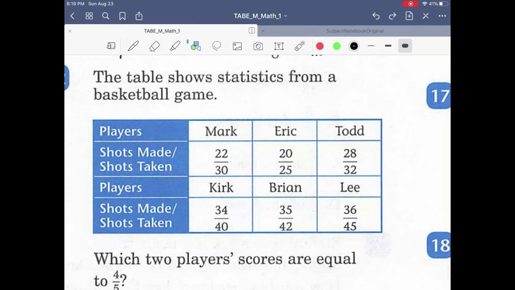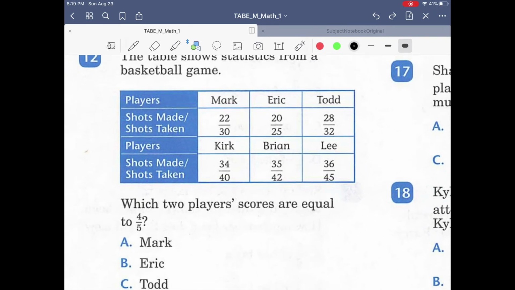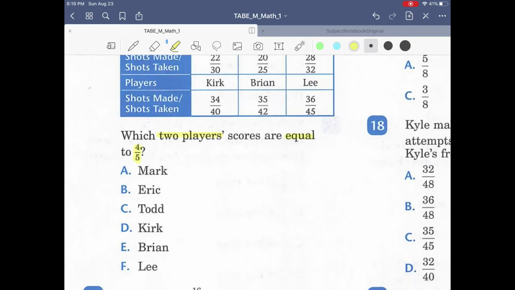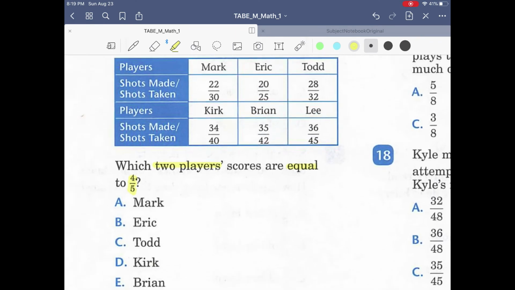And they're showing me this for 6 different players. We have Mark, Eric, Todd, Kirk, Brian, and Lee. So we have 6 players, and we're supposed to find the 2 of them whose scores are equal to 4/5. So we're looking for 2 players that are equal to 4/5.